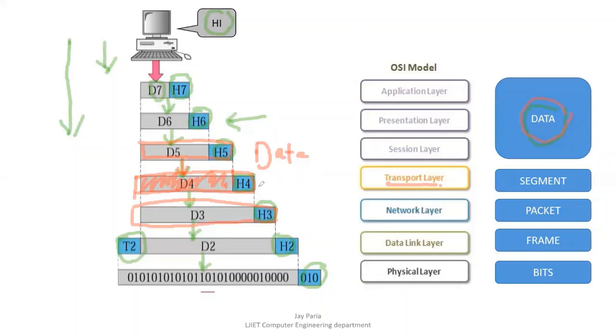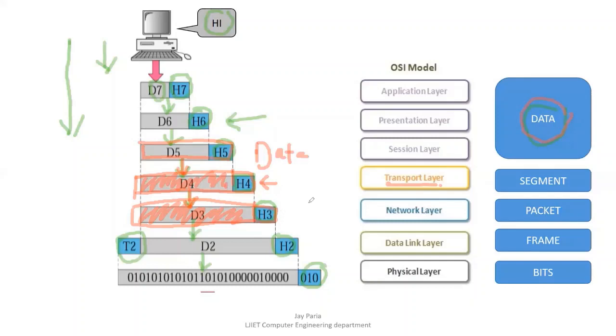Again, this segment is sent to the network layer. In the network layer, this segment is stored here, and the H3 header will be added by the network layer. So the segment is encapsulated in the packet, because this whole segment is stored here and the network layer will add some header. So this thing is known as a packet, and this process is known as encapsulation.